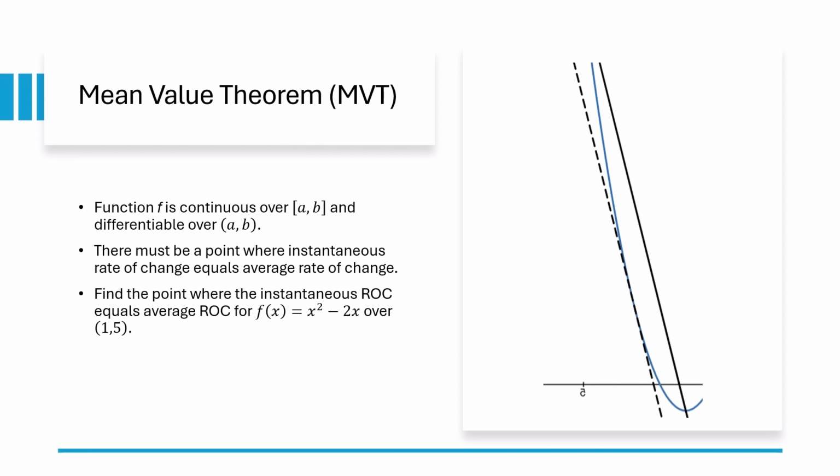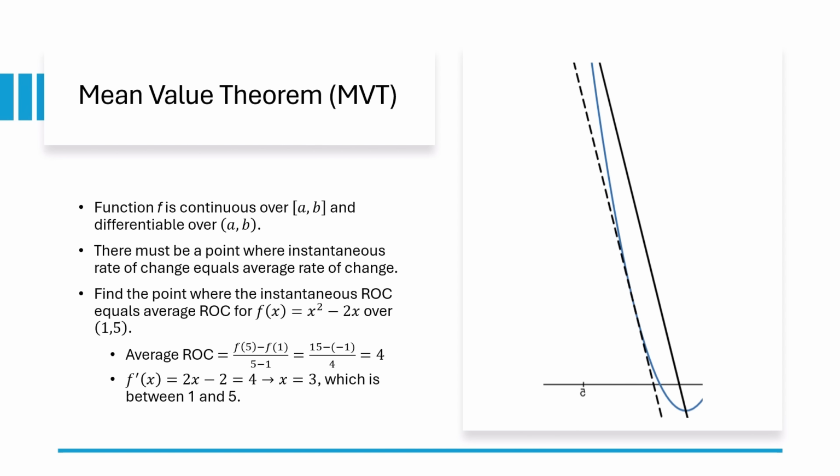For example, let's try to find where the instantaneous rate of change equals the average rate of change for f of x equals x squared minus 2x over the interval from 1 to 5. We find that the average rate of change equals 4, and then solving for the instantaneous rate of change, we get x equals 3. And this is between our interval from 1 to 5, which checks out.